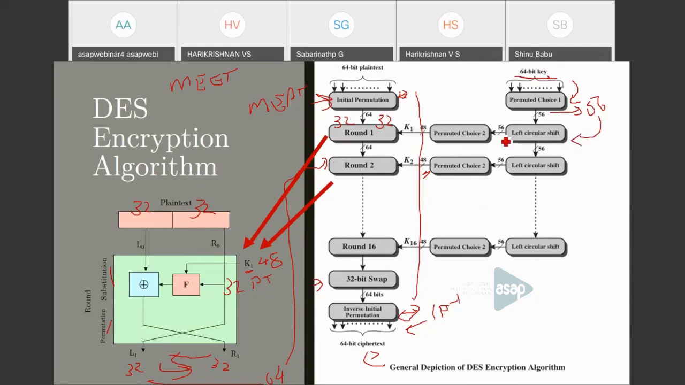Left circular shift, then permutation, 48 bits. So 64 bits, permutation, 56 bits, left circular shift, 56 bits, permutation again, 48 bits. Now, the 48 bits is what goes into your encryption algorithm. So 64 comes to 48 for key 1.